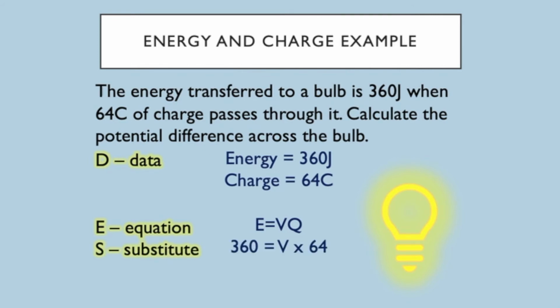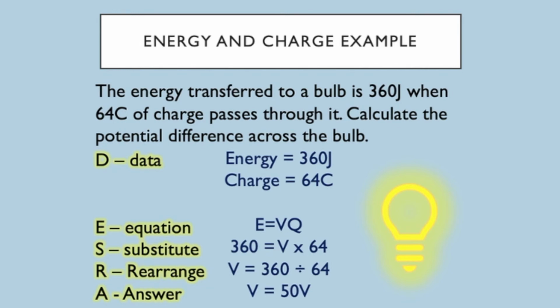S, substitute. So substitute in your values. We know that the energy is 360, so we put that in. Then we don't know what V is, that's what we're finding out. And we know that the charge is 64, so we put that in. Now, R, rearrange it. You need to be able to rearrange that equation to get V equals 360 divided by 64. And then the last one, answer. The answer here is 50, and it's 50 volts. It's potential difference, we're measuring it in volts. If you try and do it in that order, whenever you've got an equation question, then you will pick up marks.